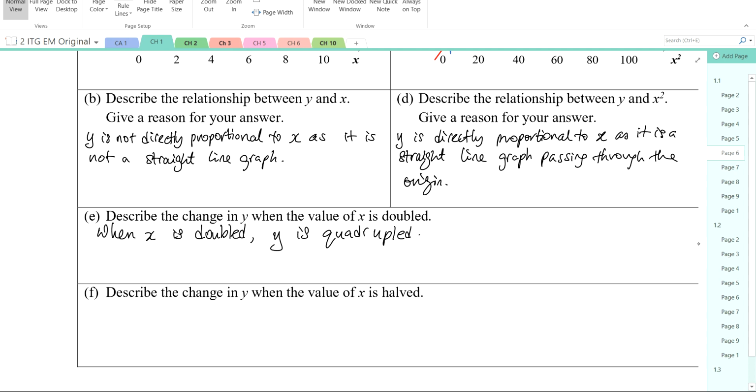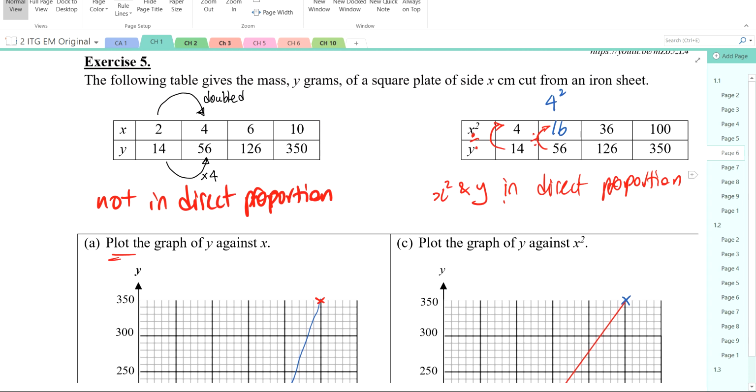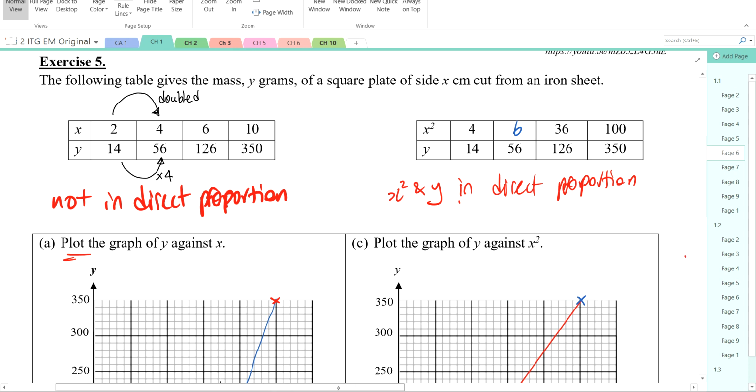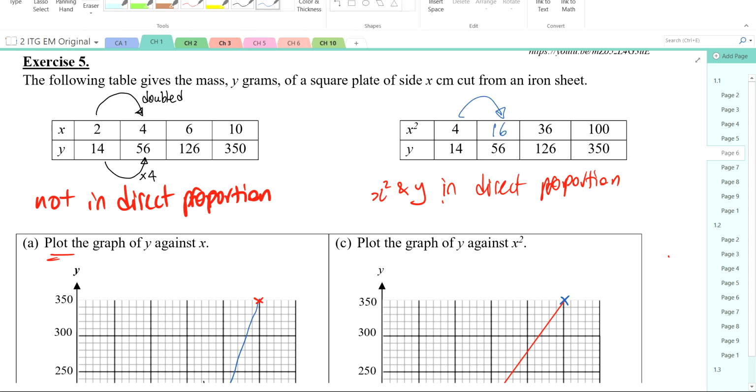Why is it that when x times 2, then y must times 4? Are you able to tell why? There's a clue over here. Times what? Times 4. Why is it times 4? Because of the square. Okay? 2 squared you get 4. 4 squared you get 16. So in this case, it is quadrupled. It is just multiplied by 4.